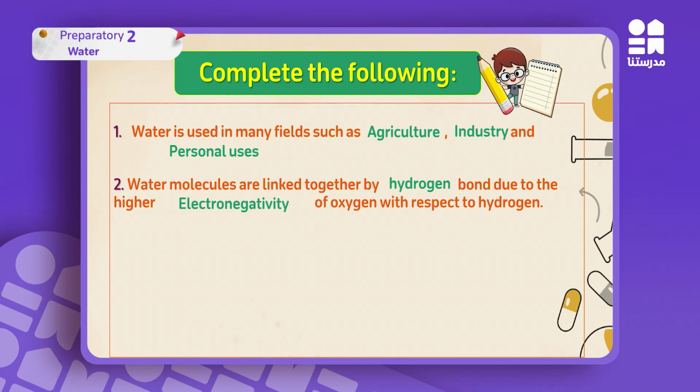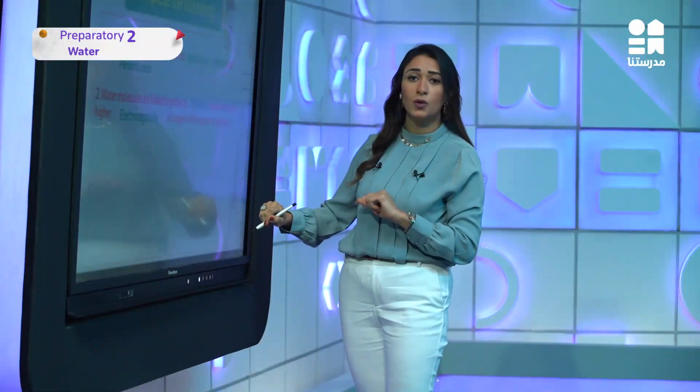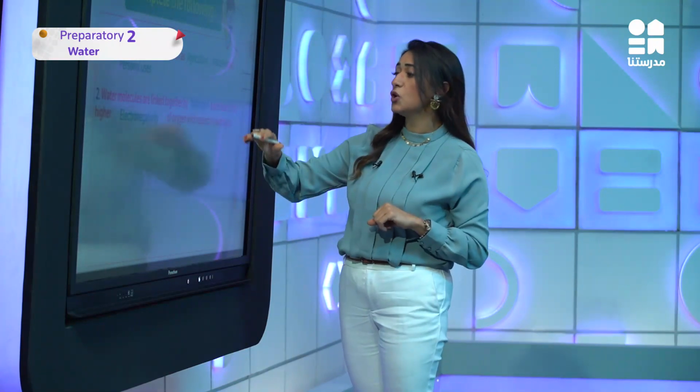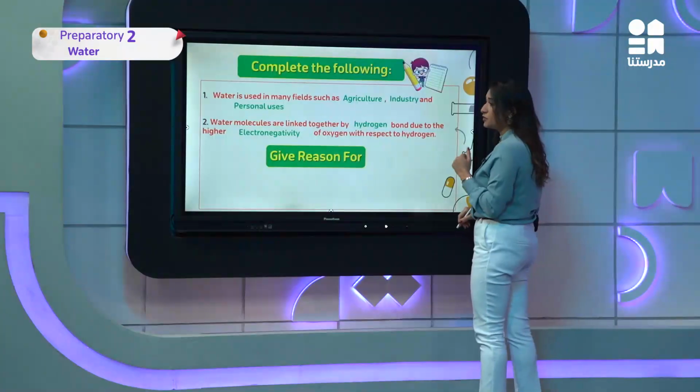of course, hydrogen bond. Due to what? Due to the electrostatic attraction between the oxygen and the hydrogen atom. Here it says bond due to the what? Due to the higher electronegativity of oxygen with respect to the hydrogen. Who had more electronegativity? Of course, oxygen.